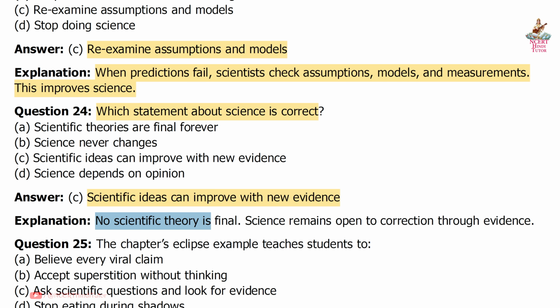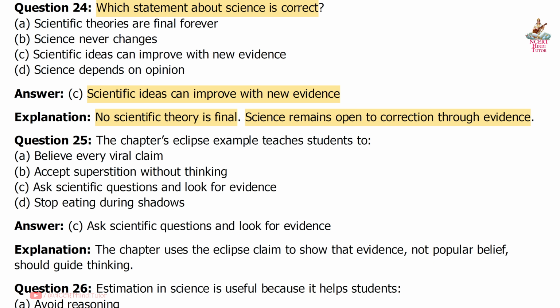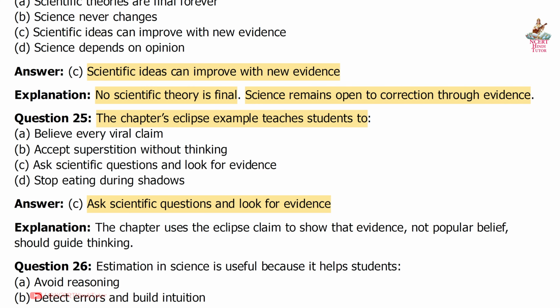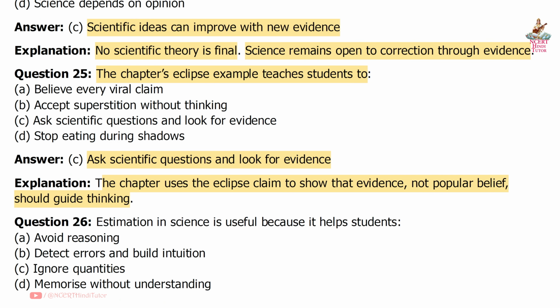Explanation: no scientific theory is final. Science remains open to correction through evidence. Question 25. The chapter's eclipse example teaches students to answer C. Ask specific questions and look for evidence. Explanation: the chapter uses the eclipse claim to show that evidence, not popular belief, should guide thinking.